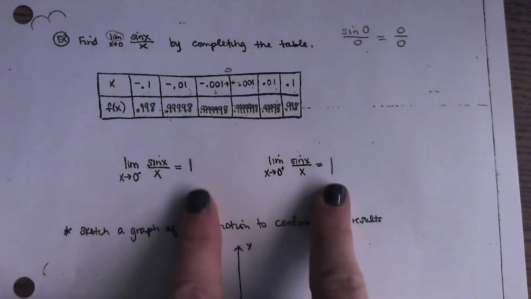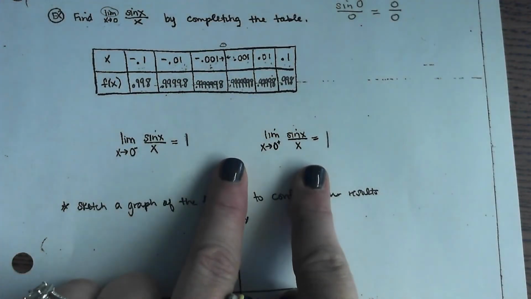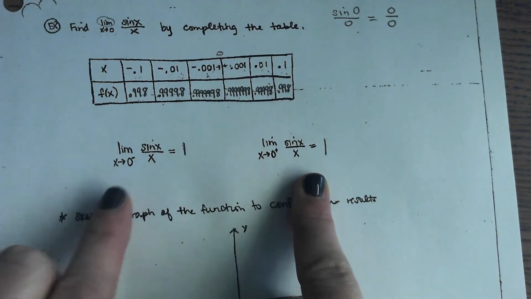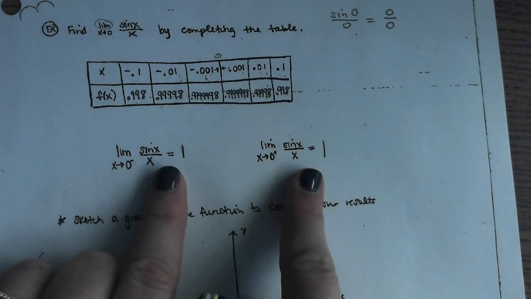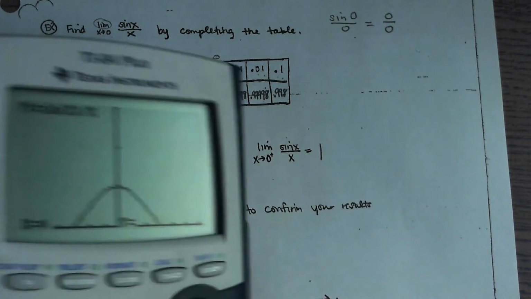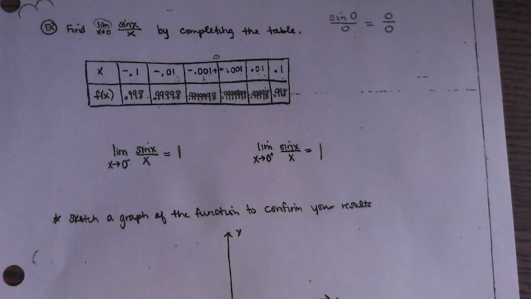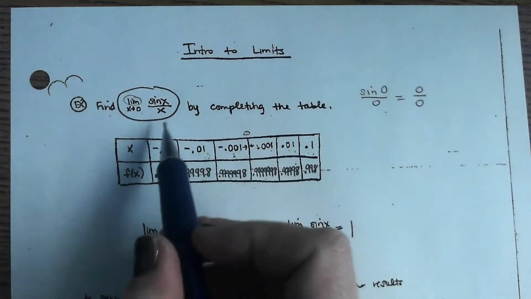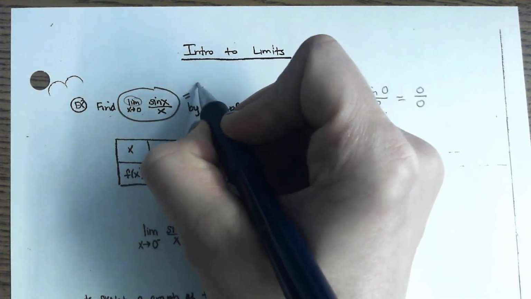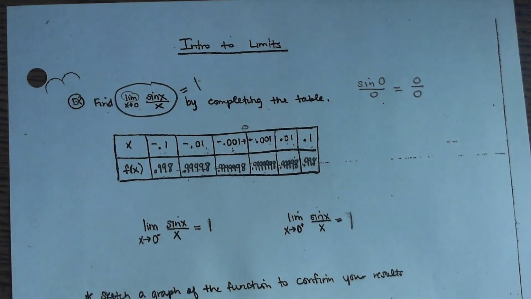Okay? And as long as they match on both sides, then the overall limit exists, and by the way, if they don't match, then the limit won't exist. But it's very clear that no matter what side you come from, the intention of this graph is to hit 1, and therefore this limit, as you approach 0, because it's the same on both sides, is 1.